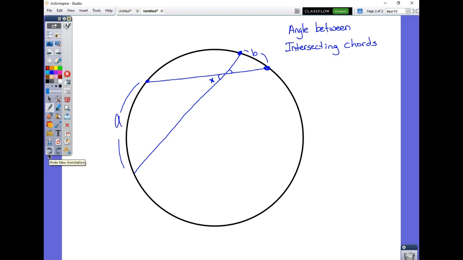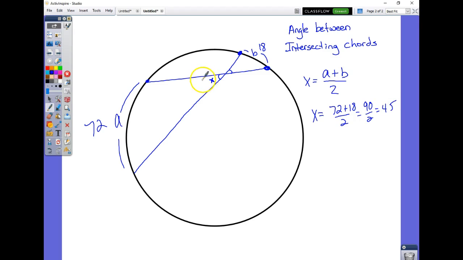So what we would do to find angle x here is we would need to figure out the average of those two angles. And that's exactly what's going to happen. I'm going to take the A plus B and divide that by 2, and that gives me my vertical angle. In this example, if this were, say, 72 and 18, we would say that x is equal to 72 plus 18 divided by 2, which is 90 over 2, 45, which means this would be a 45-degree angle.